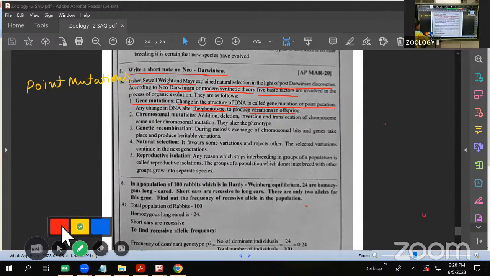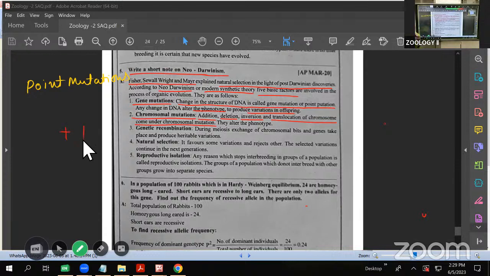Next, the second one is chromosomal mutations. Inside the chromosomes, there is some difference. Addition means one chromosome is extra added, the plus one. Deletion means one chromosome less is there. Inversion means changing, and translocation of the chromosomes also come under chromosomal mutations.